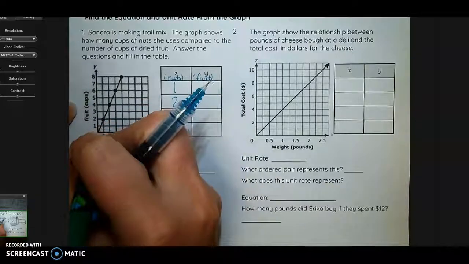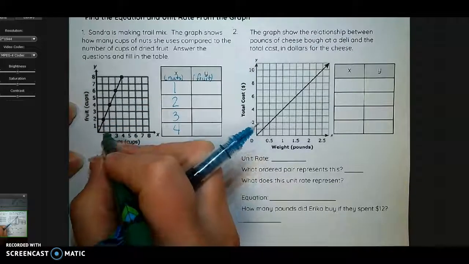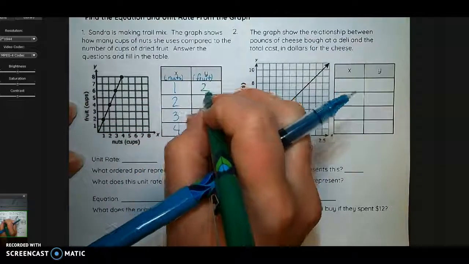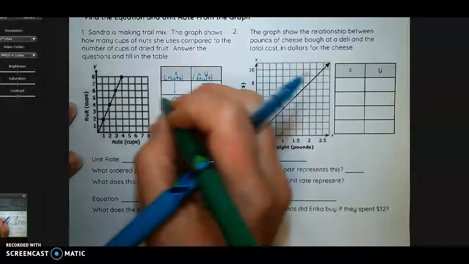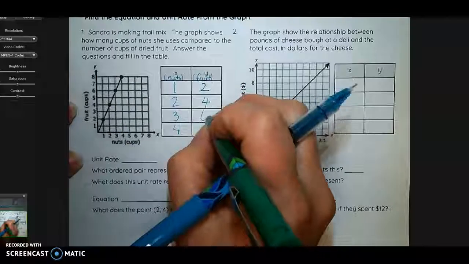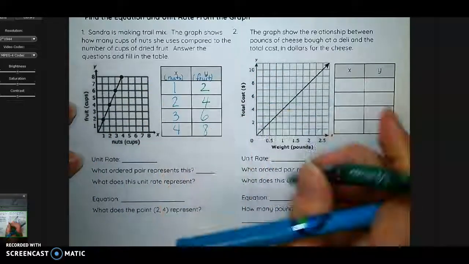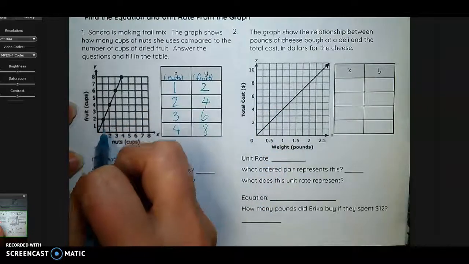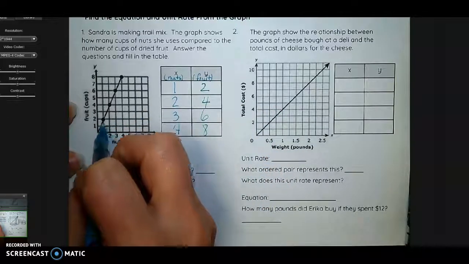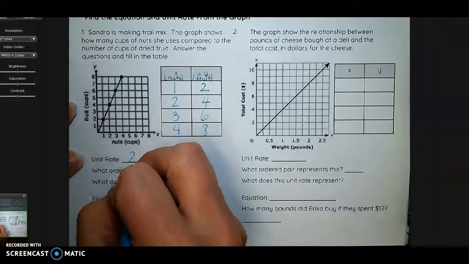And so when I go to my 1 on my x-axis, I'm at 2 on my y. At 2, I'm at 4. At 3, rather, I'm at 6. And at 4, I'm at 8. So my unit rate is when I go over to 1 on x, what is my y value? And that is 2.